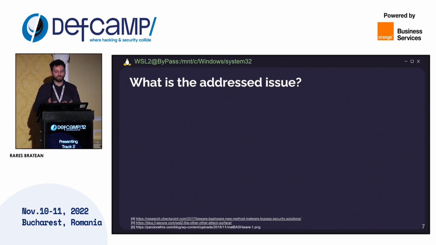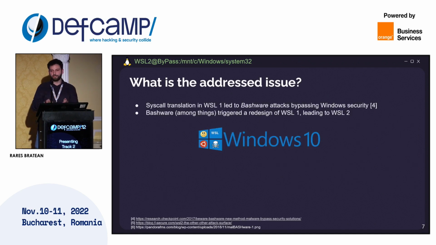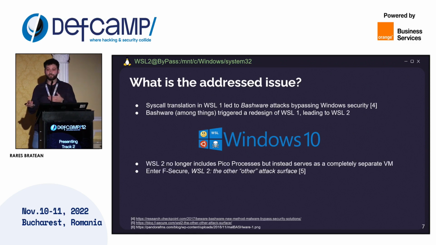what is the issue we are trying to address here? Because of the translation in WSL1, bashware appeared, which is malware in Linux that can be run in a Windows environment and can bypass the Windows security. So this led to the development of WSL2, which, as I mentioned, doesn't use pico processes anymore, but instead serves as a completely separate VM.